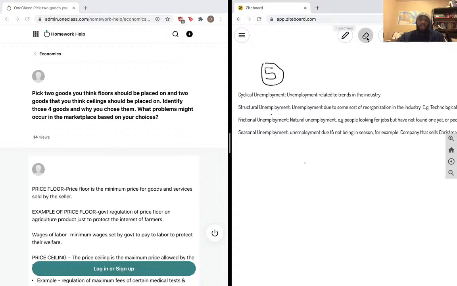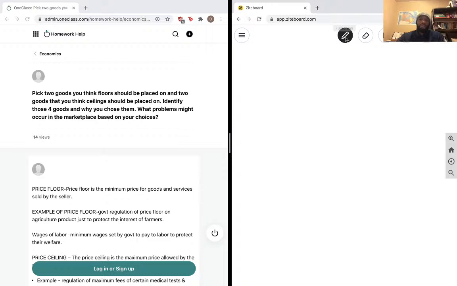Next, we have question number 6. Pick 2 goods you think floors should be placed on, and 2 goods you think ceilings should be placed on. Identify those 4 goods and why you chose them. What problems might occur in the marketplace based on your choices.